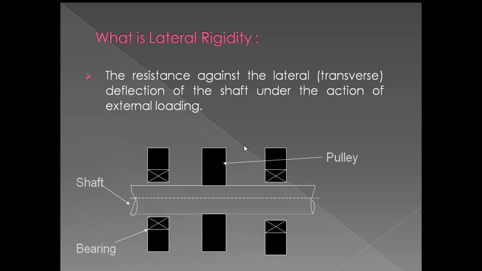When you take this example, the shaft is in between two bearings. The shaft carries a pulley. Because of the pulley, it has some lateral deflection. To accommodate that, some provision is given in the bearings. If it crosses this limit, it can be dangerous. So the shaft resists the external force, the lateral deflection of the shaft under the action of external loading. So it possesses some rigidity over this external loading. That is lateral rigidity.